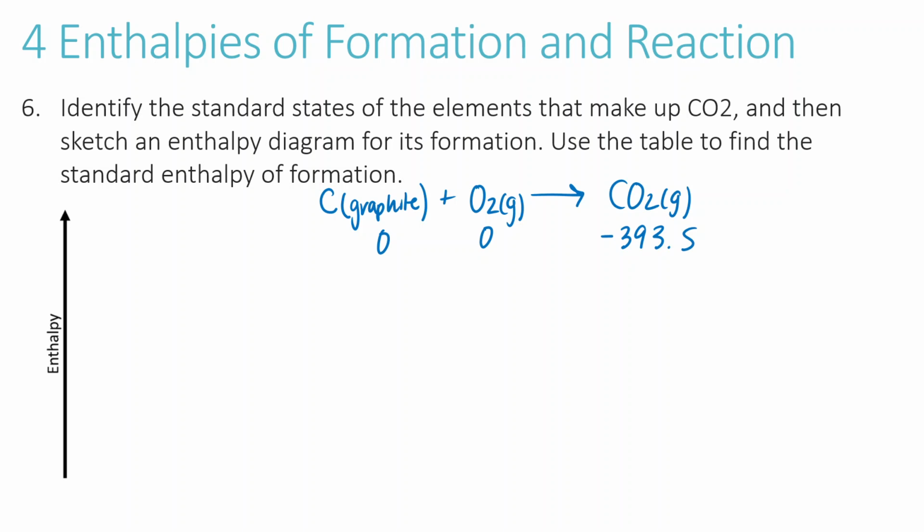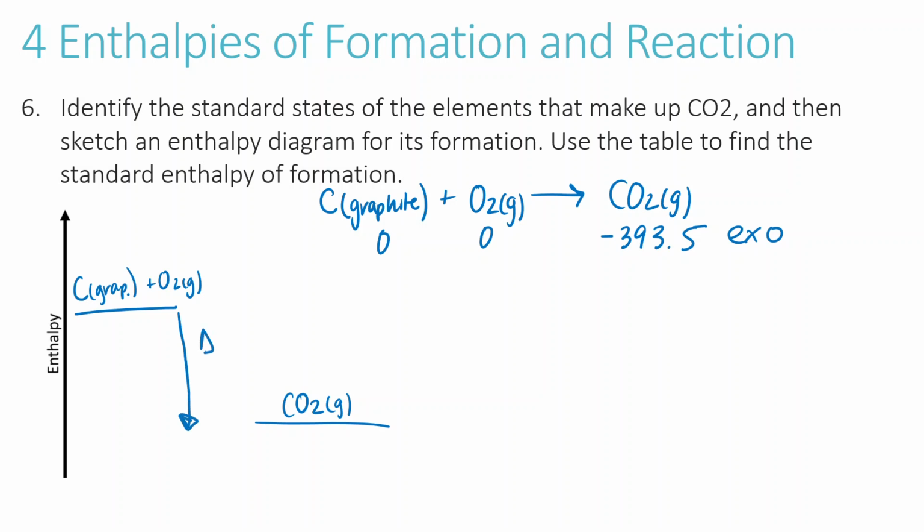So for my reactants to become products here, we need to release 393.5 kilojoules of energy. So when I draw my enthalpy diagram, since this is exothermic, I'm going to start with my reactants up here. That would be my carbon, graphite, and my O2 gas. Those are my reactants. And then my products are going to be CO2 gas. So in order for my reactants to become products, we need to release negative 393.5 kilojoules.